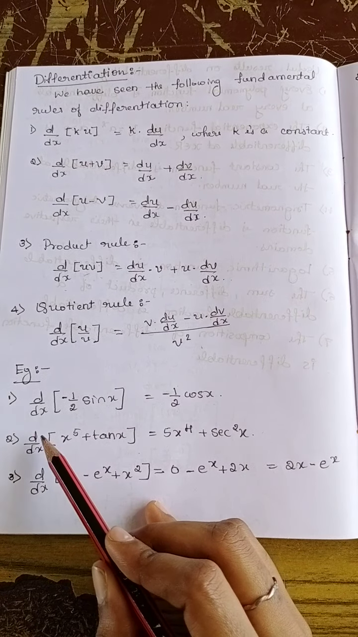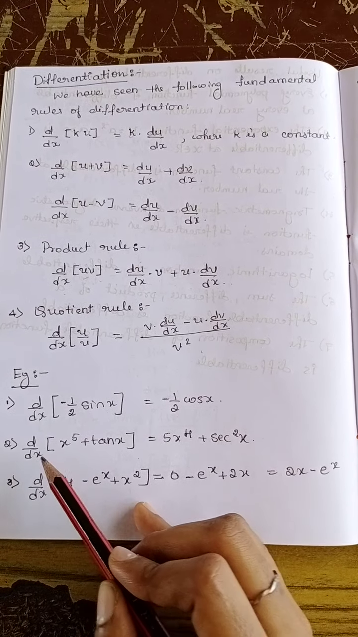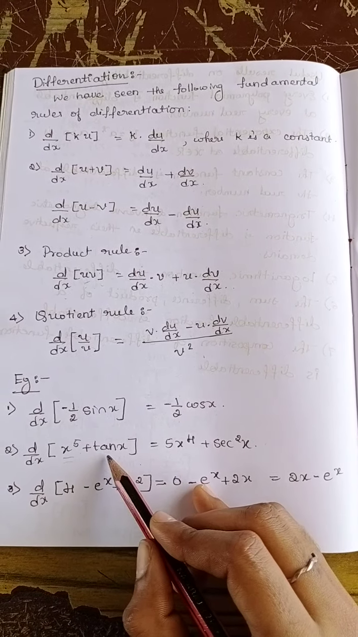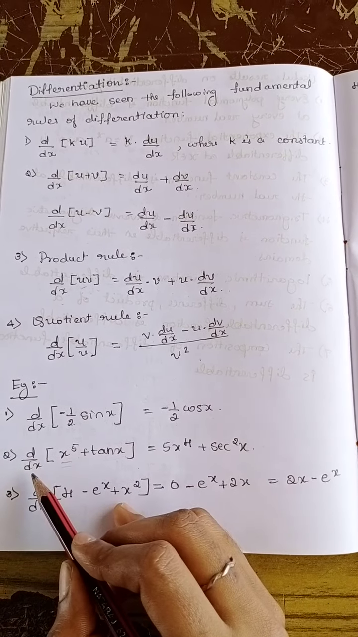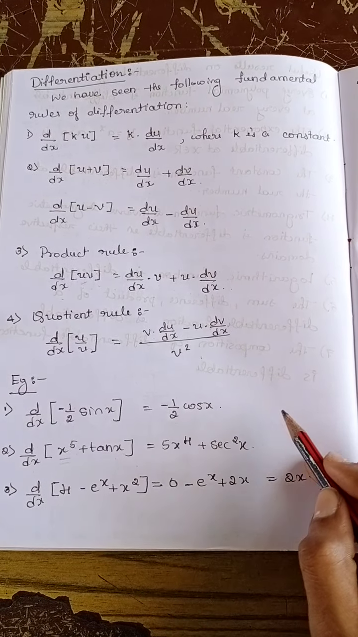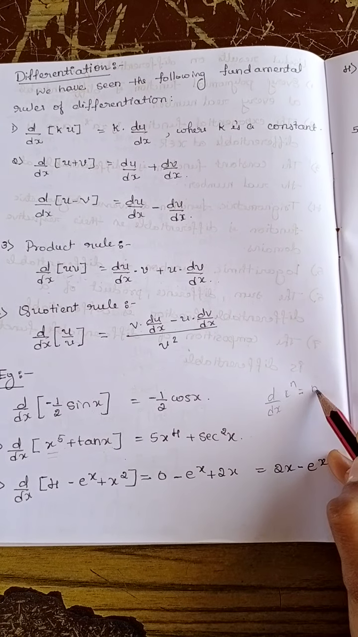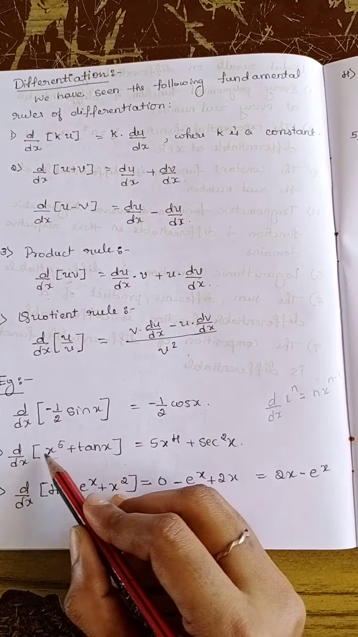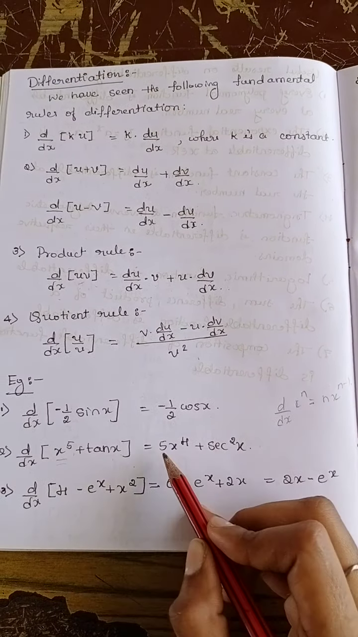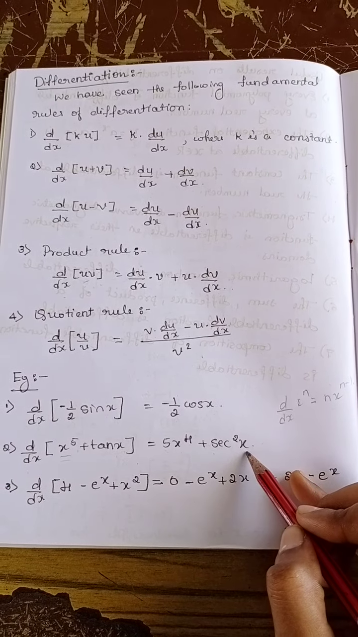Next is the differentiation d by dx of x power 5 plus tan x. This is in the form of d by dx of u plus v. First you have to differentiate the first term, next we have to differentiate the second term. Differentiation of x to the power 5 is in the form of d by dx of x power n. The formula is n into x power n minus 1. Here n is equal to 5, therefore 5 into x to the power 5 minus 1, that is 4. 5 into x to the power 4 plus the differentiation of tan x is secant square x.